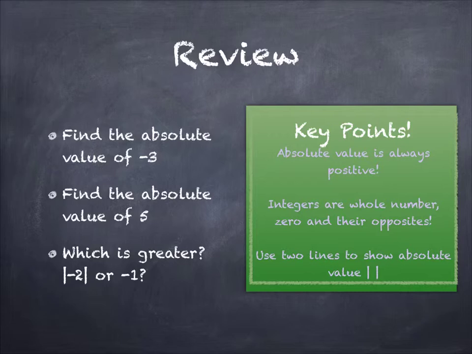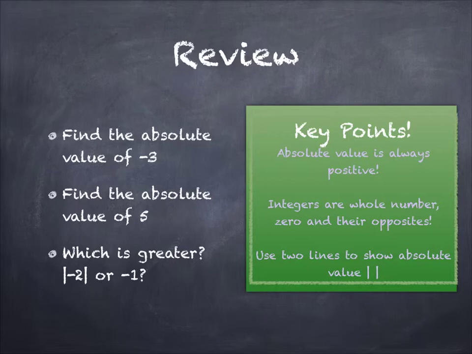So let's find the absolute value of -3. You should be writing this on your paper. The absolute value of -3, you're going to find the distance from -3 to 0. Now find the absolute value of 5. How many units away from 0 is 5?